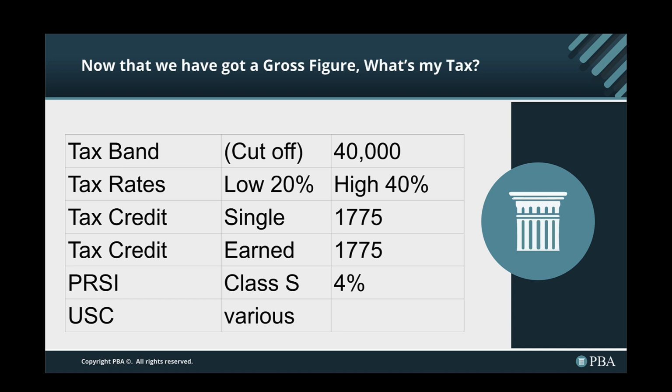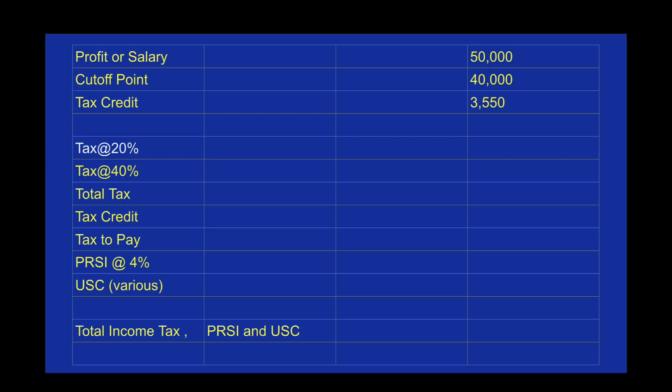Universal social charge, there's various rates, and we'll cover those calcs in the next slide. So we're assuming here a profit of 50,000, let's say you're a sole trader or partnership, or we're assuming a salary of 50,000. And we've said the cutoff point is 40,000, and the tax credits, the 2 combined, are 3,550.